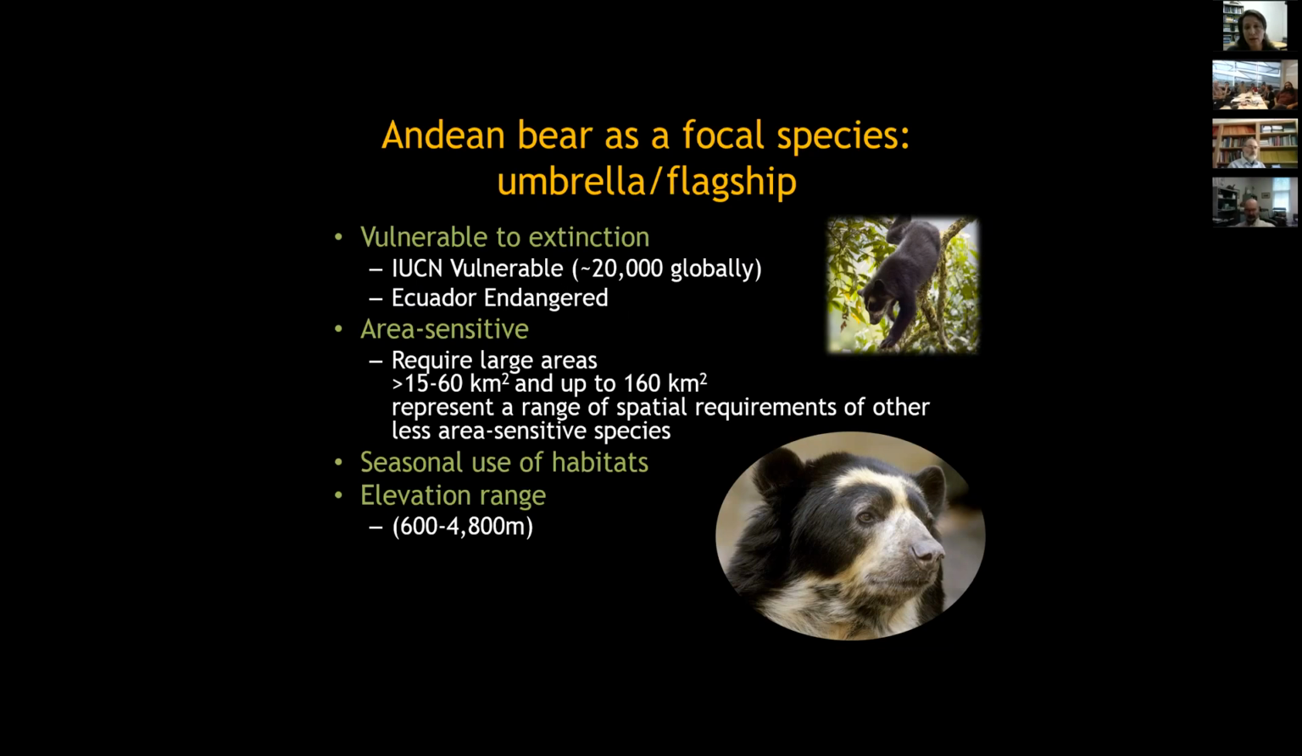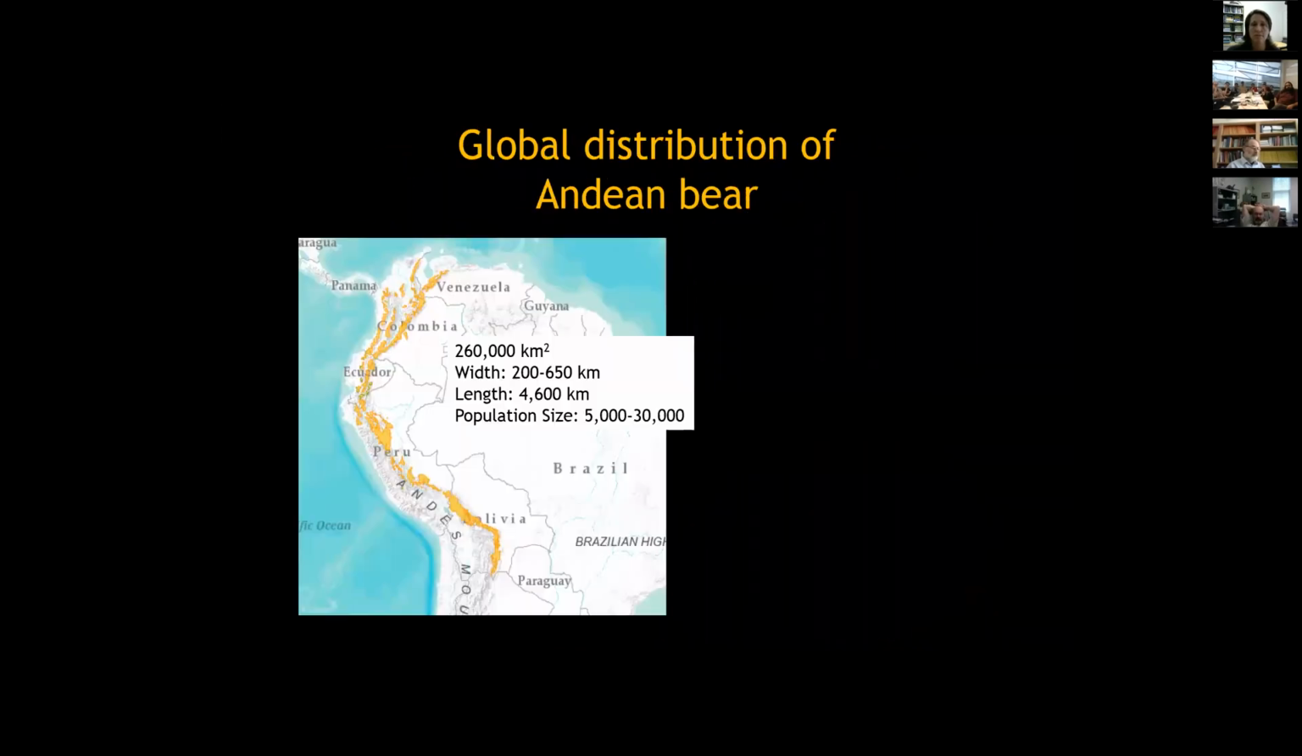In addition to that, they have a seasonal use of habitats. They follow the seasonal pulse of resources, so they're not necessarily static in their range, that they're moving about the landscape pretty widely. And they also use a large elevation range from 600 meters all the way up to 4,800 meters. So they represent a diversity of landscape uses that are useful for other species.